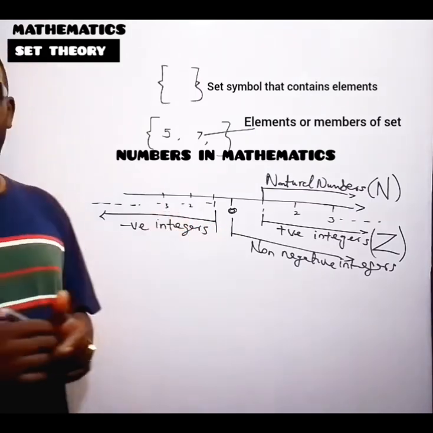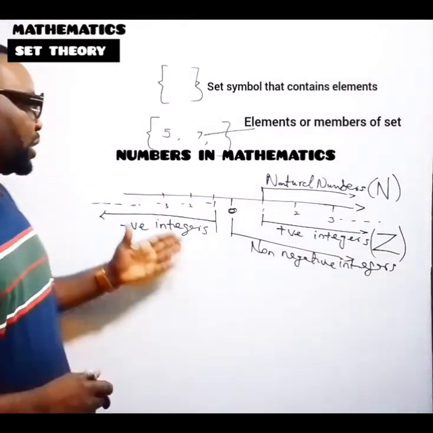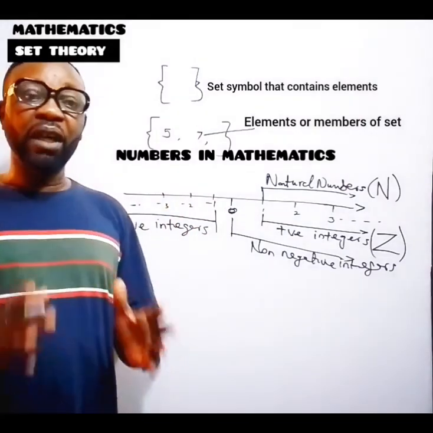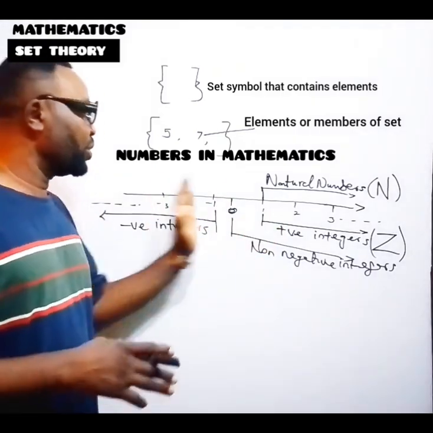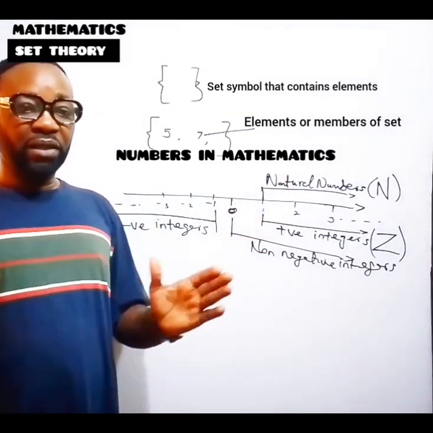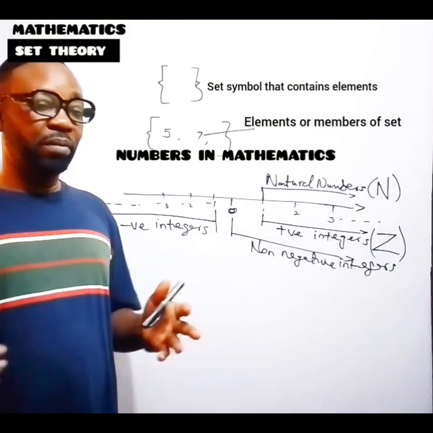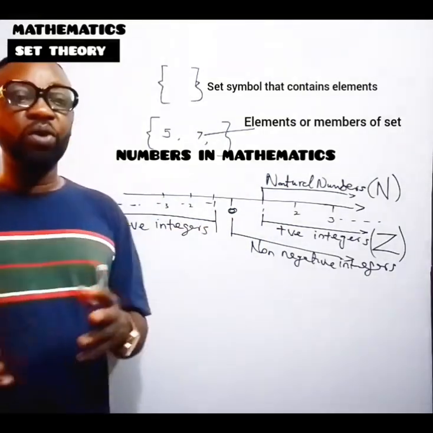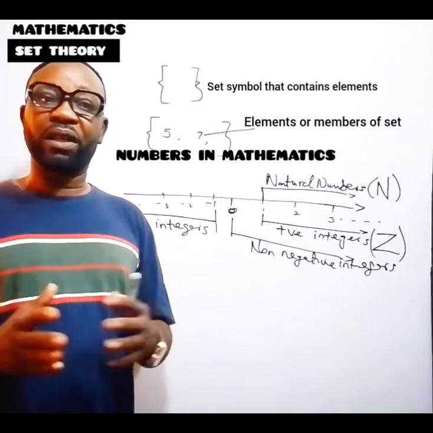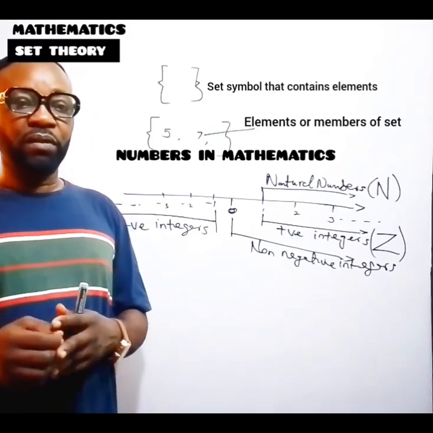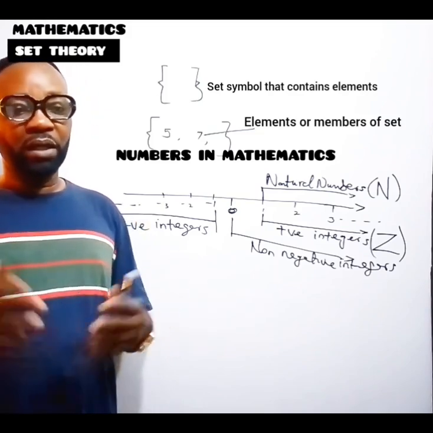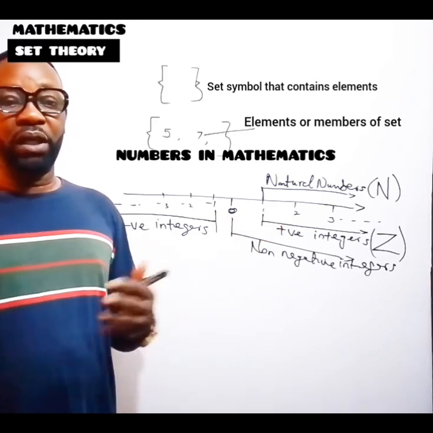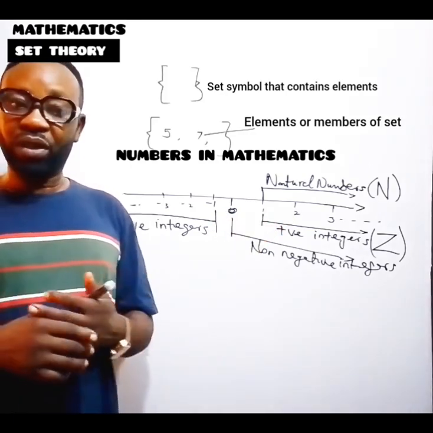Negative integers. These are the set of numbers that I'm going to stop here as far as the numbers in this regard are concerned, making use of this number line. I can still talk more and more about numbers, but I'm going to talk about those that are important as far as set theory is concerned. We can still talk about rational numbers, non-rational numbers, and so on and so forth.